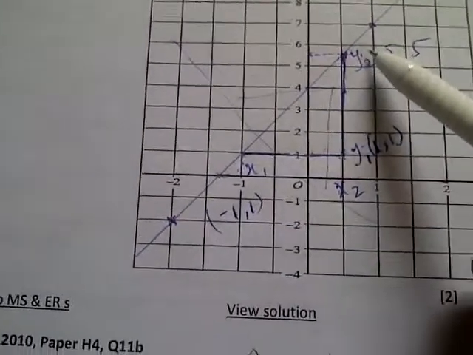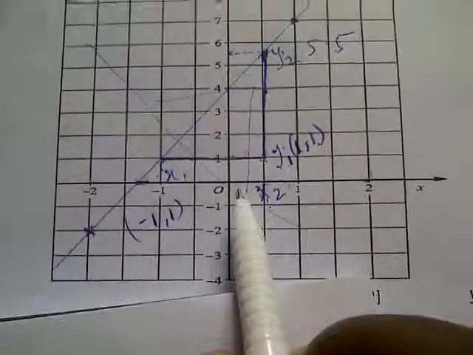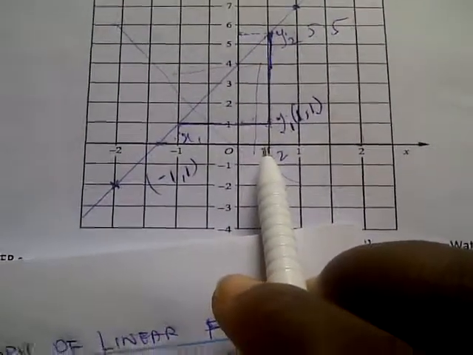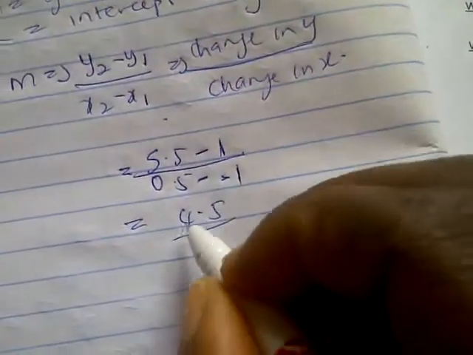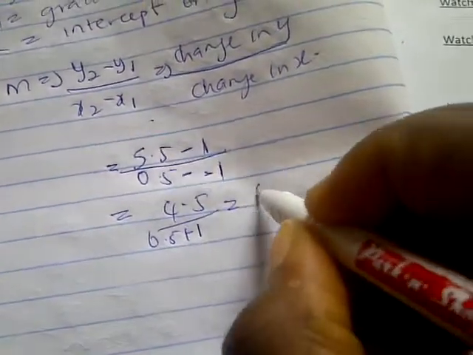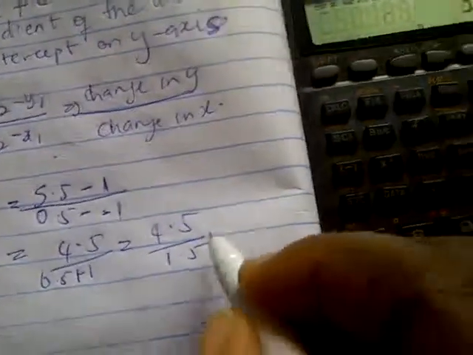Now when you're doing y2 minus y1, the mark for y2 is 5.5 minus y1, which is actually 1, all over x2 here. x2 here is 0.5, please. From the calibration, this is 0 and this is 1, so in between is 0.5. So x2 is going to be 0.5 minus x1, which is -1. Now you're going to have 5.5 minus 1 is 4.5, divided by 0.5 plus 1, which is going to be 4.5 divided by 1.5. Now using our calculator, you have 4.5 divided by 1.5 and you have your m to be 3.